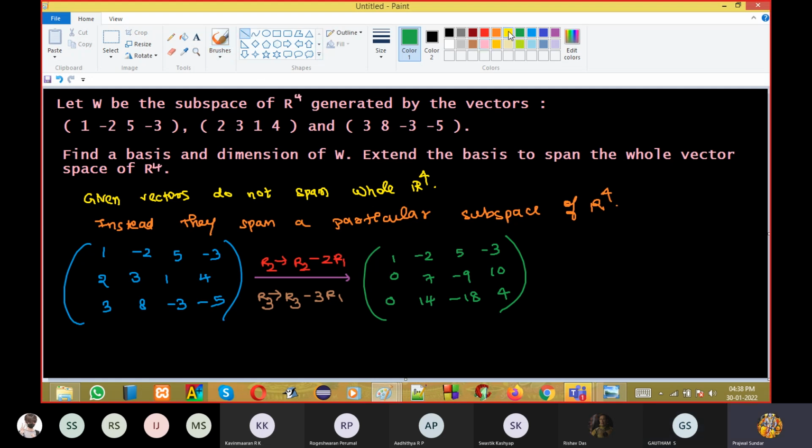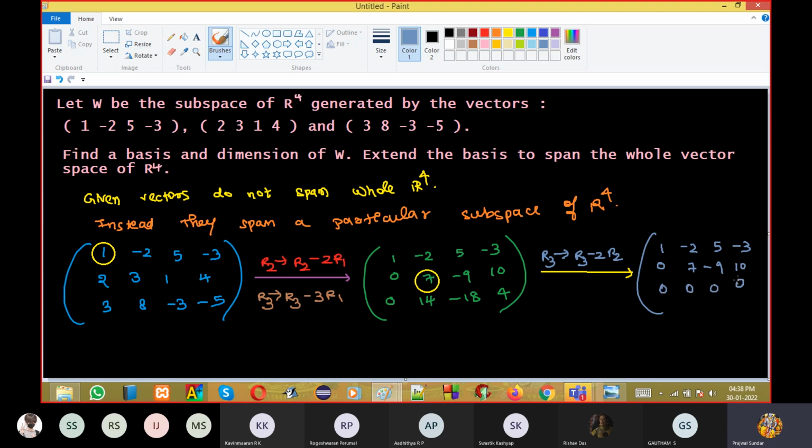The next step: you took this as pivot initially, now you are taking this as pivot, correct? And you can perform an operation. Someone tell me the operation. R3 implies R3 minus 2 R2. That's it, simple. You want to make this 0. So 1, -2, 5, -3, 0, 7, -9, 10. This will be 0, 0, 0, 0. Oh no, it's not coming 0. I thought it would be 0. What is this? Into -2, -20 plus 4, -16.